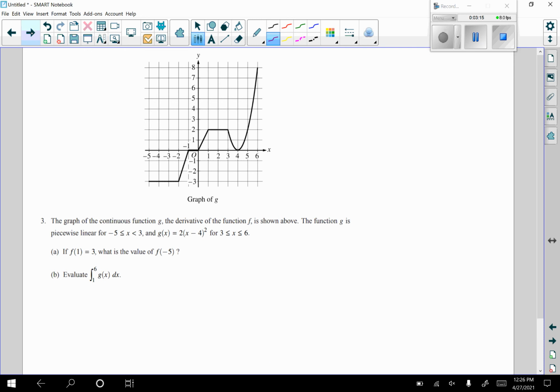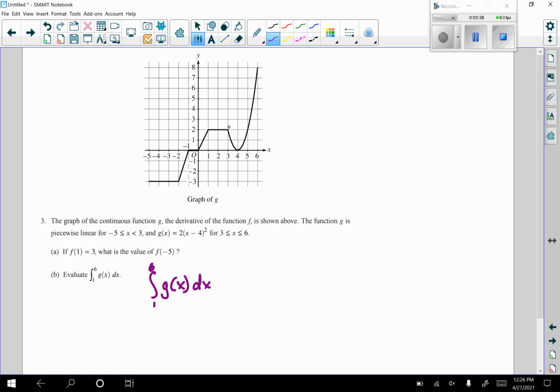Let's take a look at part B. Here they want us to evaluate the integral from 1 to 6 of g of x dx. So here's what's a little bit different. They're not asking us for f of 6. So I'm not just going to do f of 6 minus f of 1. What we are going to do is just the same thing that we did for the integral in the last part, is just calculate the area.